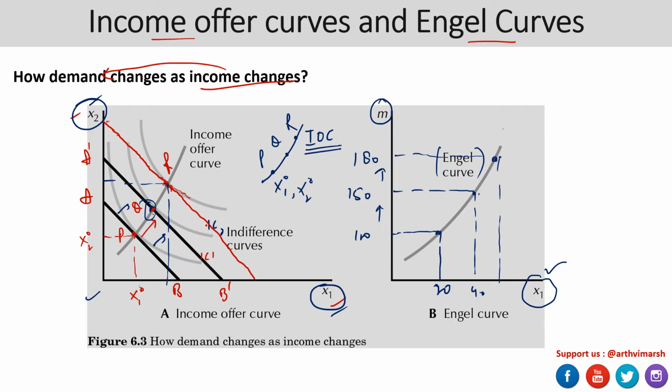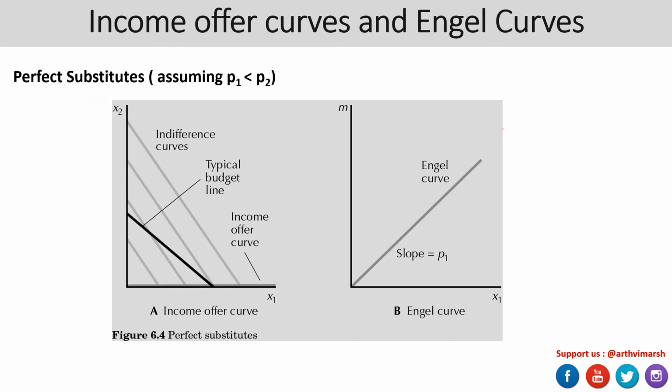Now let us look at the preferences, because we have been discussing since the beginning the different types of preference maps, that is, consumer preferences. And now let's see how to go about understanding these income offer curves using those preferences. For the case of perfect substitutes, let us assume that a consumer has a preference ordering such that the prices of the two commodities X1 and X2 are P1 and P2 respectively, and are already given. We are assuming that the price of commodity 1, that is X1, is less than the price of commodity 2.